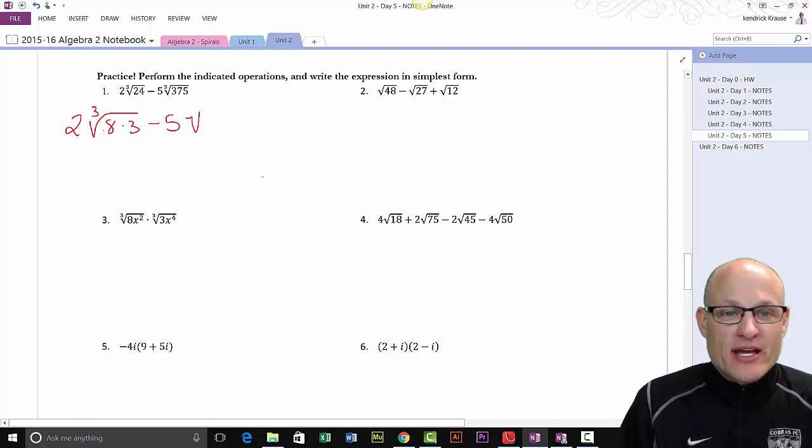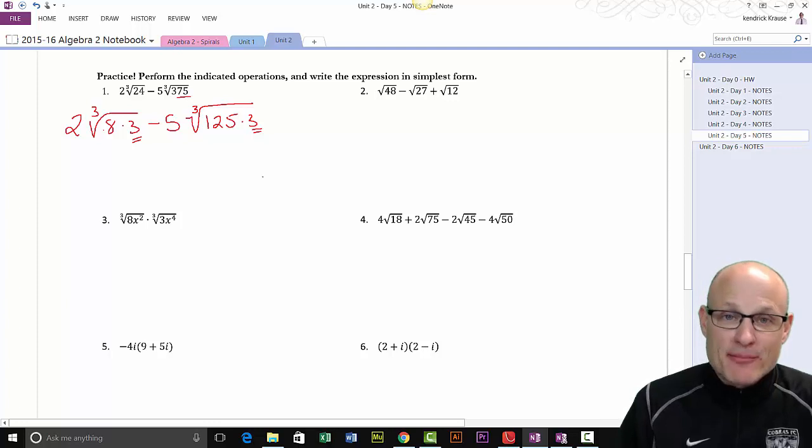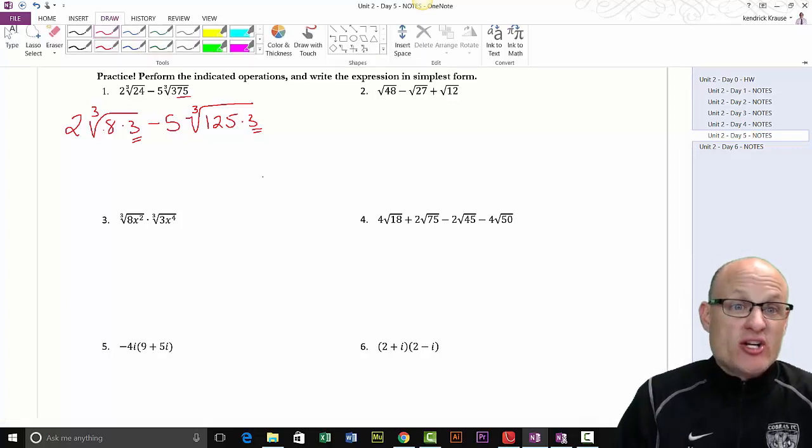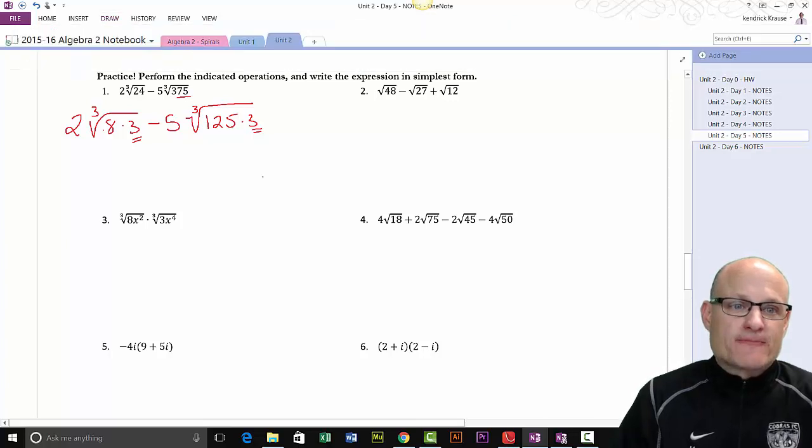And I told you the other day, if it's got a 25, 50, or 75, you know it's going to be a 5 thing. But we're talking about cube roots. And what's the cube root with 5? What's 5 cubed? 125. You got it. 125 times 3. And you also want to make sure that you're looking to see these things oftentimes will match. Because remember, I'm not going to be able to add them up if the ones that are going to stay under the radical don't match.